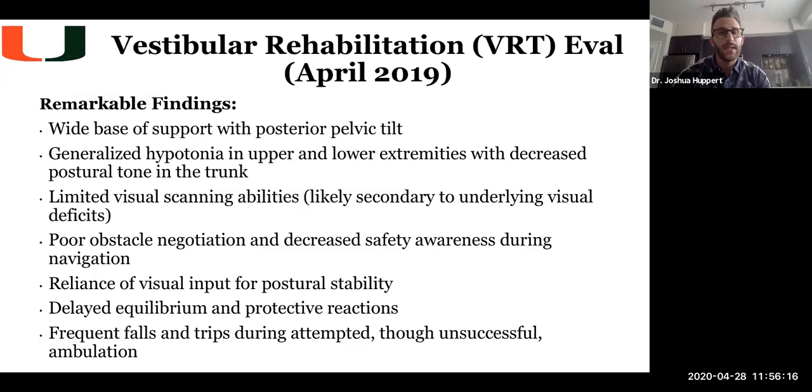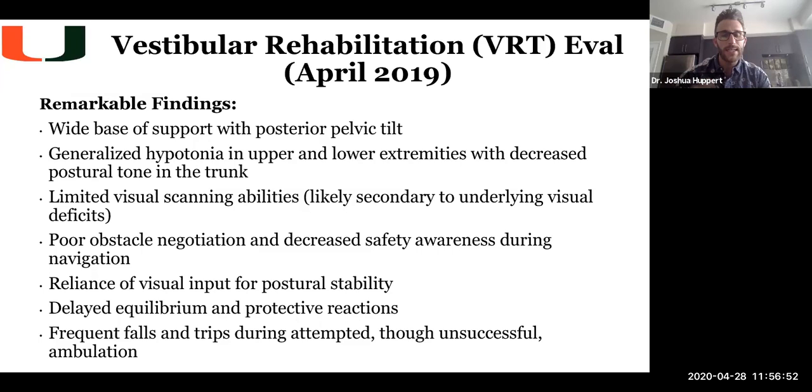She had limited visual scanning abilities, and this was likely secondary to her underlying visual deficit. So she has a pretty extensive visual deficit, and we're not really sure what that is yet. They're having challenges quantifying it just because she can't give a lot of feedback yet. Poor obstacle negotiation and decreased safety awareness during navigation. So when she'd approach an obstacle in her path, she would either go around it, attempt to step over it, but oftentimes step on it and fall. And again, she wasn't as aware of her space. So she was frequently bumping into walls, door crannies, and different objects around her.